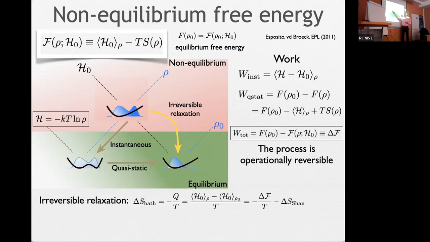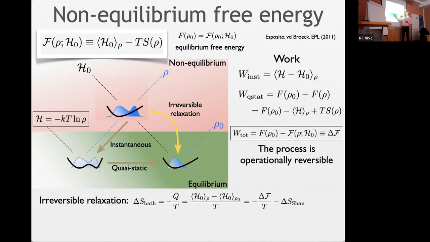So you can think of the two possibilities. You start in a non-equilibrium state, and then the system relaxes. A relaxation is an irreversible process. So you dissipate heat, well, not necessarily dissipate heat, but the entropy of the universe increases. It's completely irreversible, so you cannot invert.